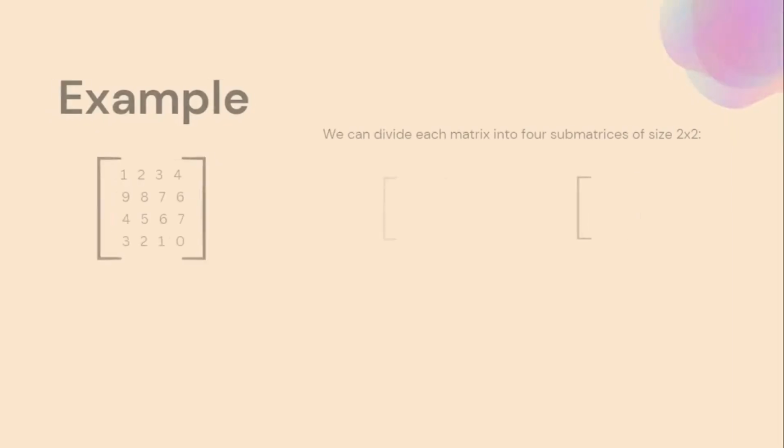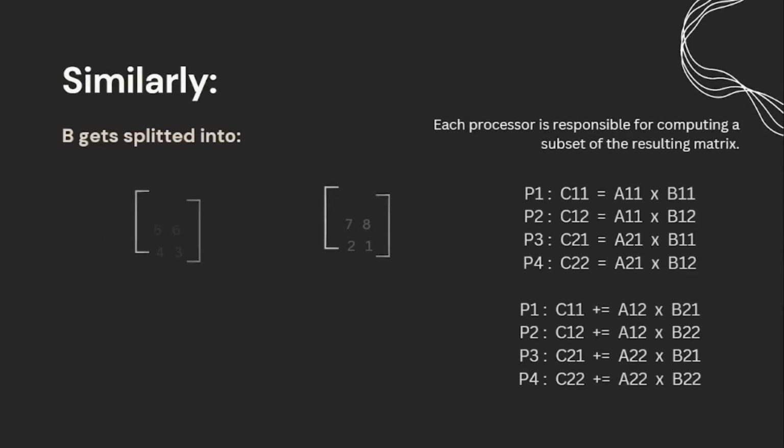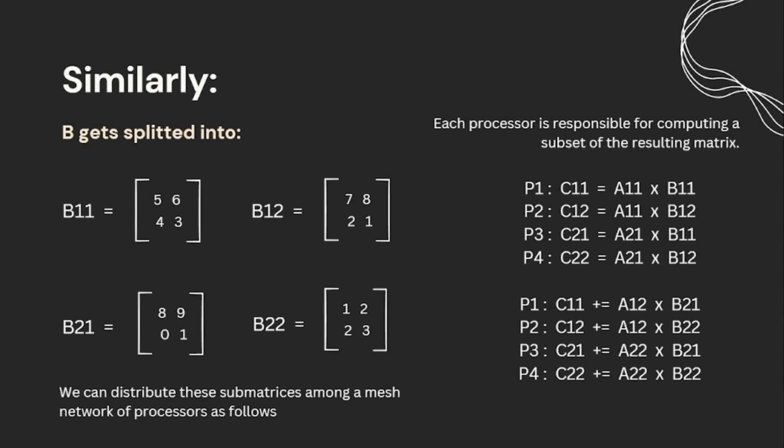Let's illustrate this with an example of multiplying two 4x4 matrices A and B. We can divide each matrix into four submatrices of size 2x2: A11, A12, A21, A22, and B11, B12, B21 and B22. We can distribute these submatrices among a mesh network of processors as follows: P1, P2, P3, P4.